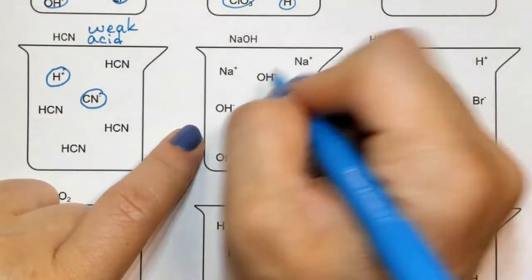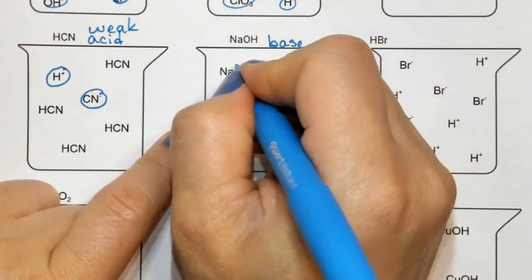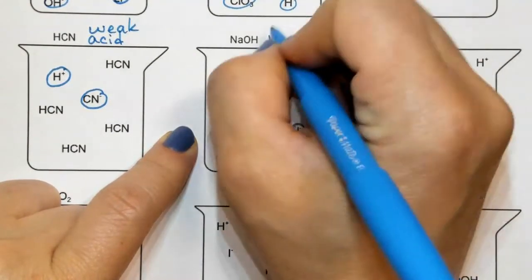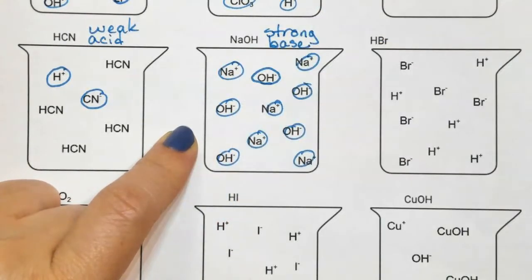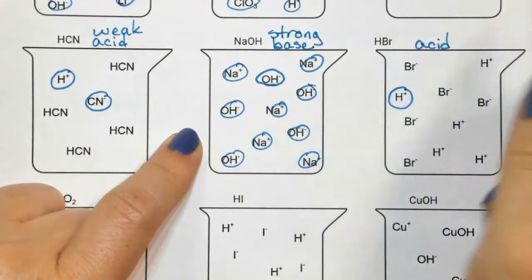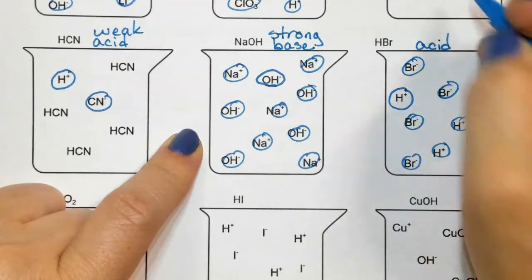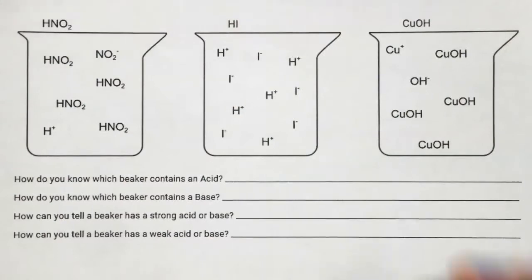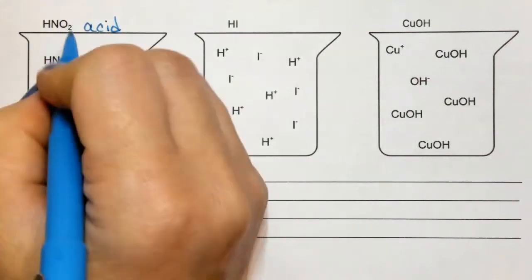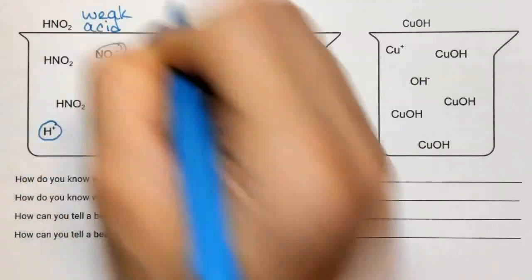If I look over here, because there is this hydroxide in the beaker, that makes this a base. And then everything has a positive and negative charge, and that makes this a strong base. Here, because they have this hydrogen in the beaker, that's how I know this is an acid. And then everything has a positive or negative charge, and so that makes this a strong acid. Okay, because this has a hydrogen in the beaker, that's how I know that this is an acid. And because only this and this have a positive and negative charge, this is a weak acid.